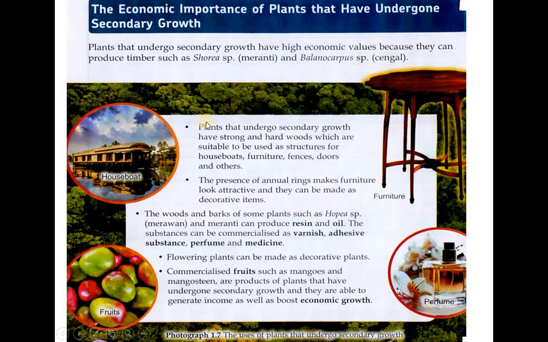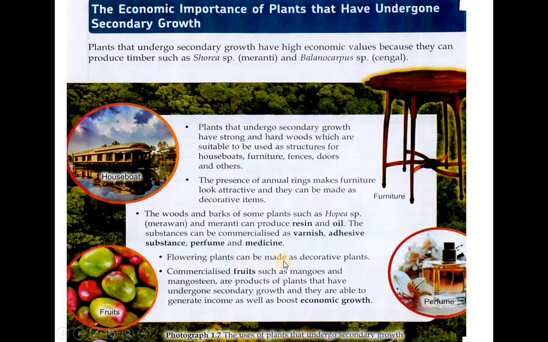First, plants that undergo secondary growth have strong and hard wood which is suitable to be used as structure for houses, furniture, fences, doors, and others. The presence of the annual rings makes furniture look attractive and they can be made as decorative items. The woods and parts of some plants such as Popia species, merawan, and meranti can produce resin and oil. The substance can be commercialized as varnish, adhesive substance, perfumes, and also medicine.